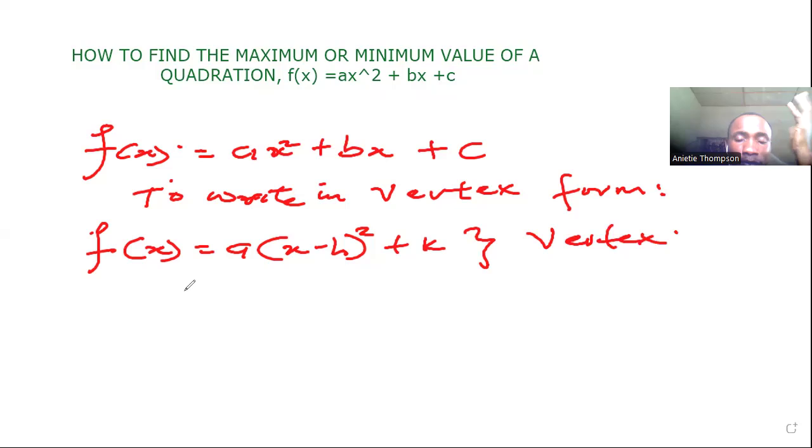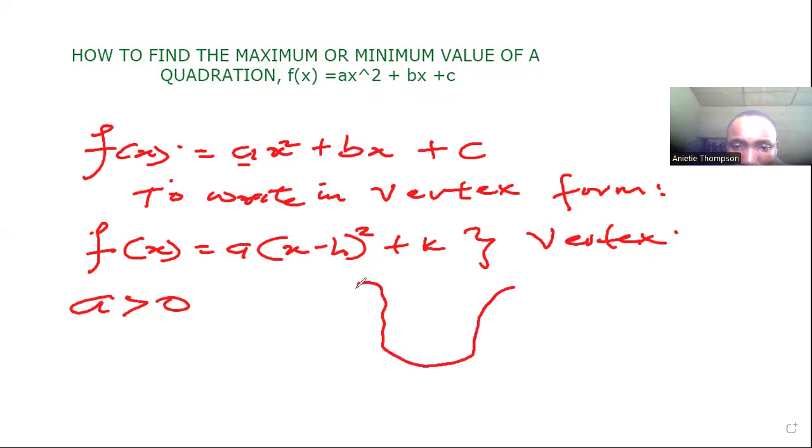But before we go into that, let's talk a little about the constant a, the leading coefficient. To know whether a parabola is facing up or down, we don't need to solve any problem. You only need to look at your quadratic function to know whether it will turn up or down. If a is greater than 0, the parabola, that's the curve, will turn up. It will open upward.